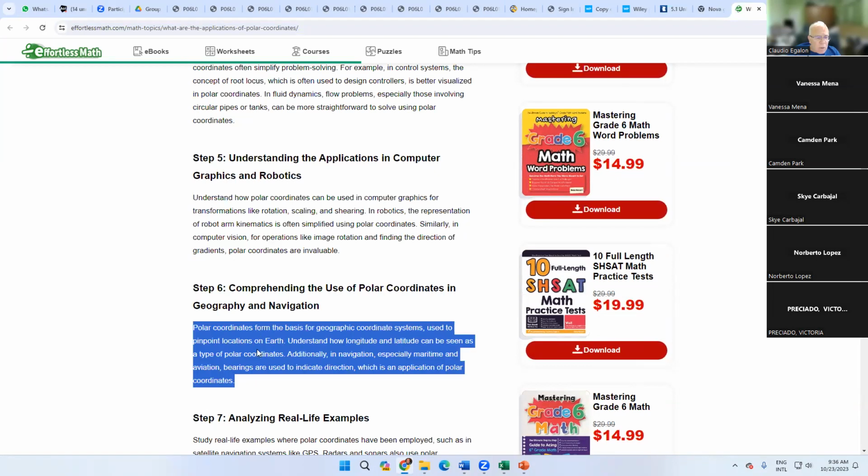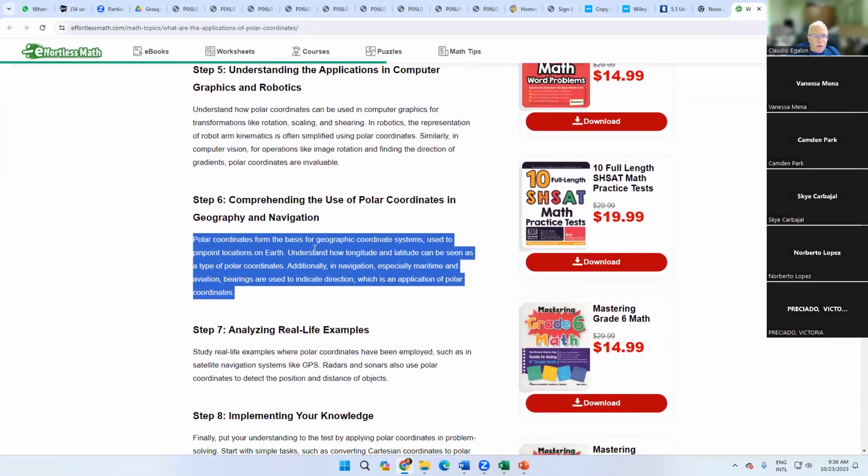Okay, must be here, right? Polar coordinate for the geographic coordinate systems used to pinpoint. Okay, yeah, that makes sense. Let's see. Polar coordinate from the basis of for geographic coordinates used to pinpoint locations on Earth. Understand how longitude latitude can be seen as a type of polar coordinate. Additional navigation, especially maritime navigation, bearings are used to indicate direction.